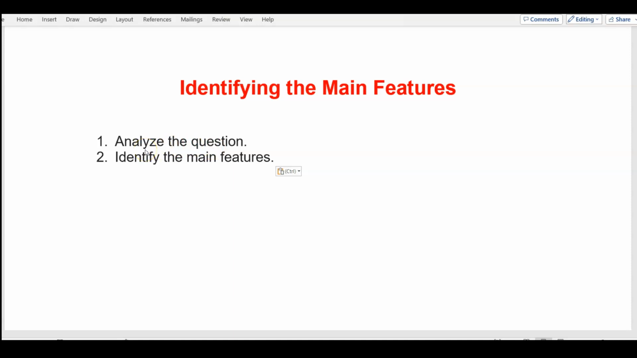Analyzing the question means that you examine the question as a whole in order to understand it. If you don't have an idea, you can visit our previous lesson on how to analyze the question. You need to analyze the question to have a full understanding of what the whole question is about. When you are done with that, the second thing to do is to identify the main features.